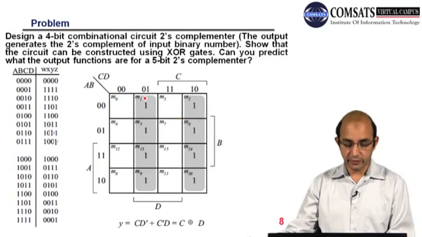So as a result of this, we will be having C D bar, and for this we have C bar D, and for this we have C D bar, right. So you can see we can replace this, or this is equal to C XORed with D, right.